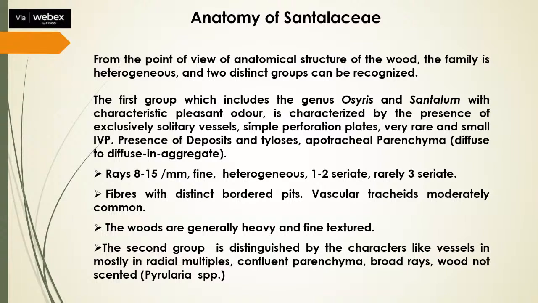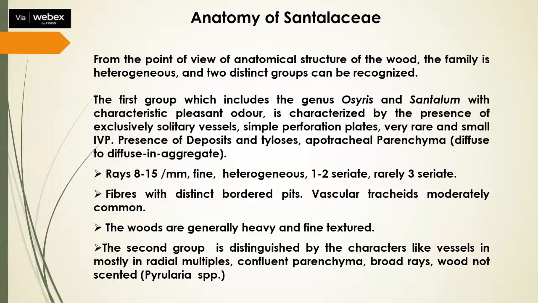Next comes the presence of deposits and tylosis, and what type of parenchyma is there. In Osyris and Santalum it is apotracheal parenchyma, that is diffuse in aggregate. As far as the parenchyma and the vessels are concerned, the next element is the rays. The rays are very fine, around 8 to 15 per mm. They are heterogeneous, that means two types of cells will be there: mostly procumbent, and square or upright cells. They are around 1 to 2 seriate, that means two cells wide, or rarely 3 cells wide in the rays.